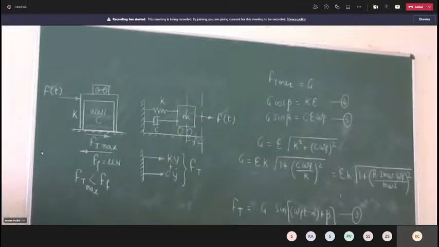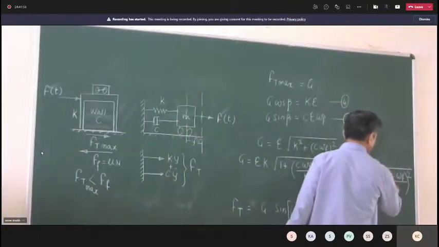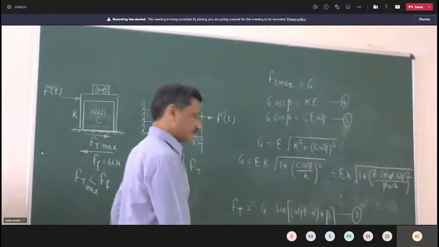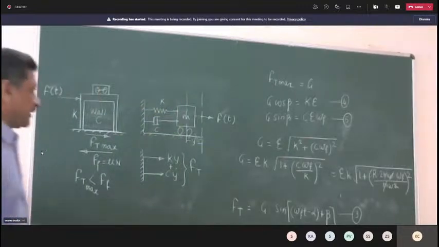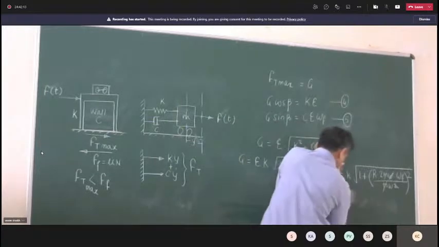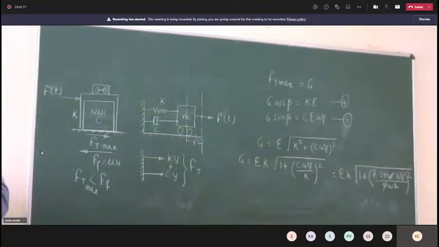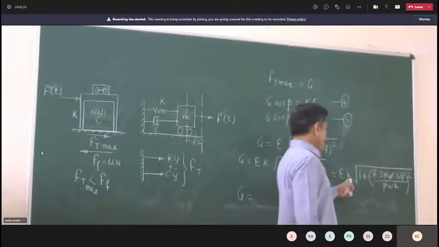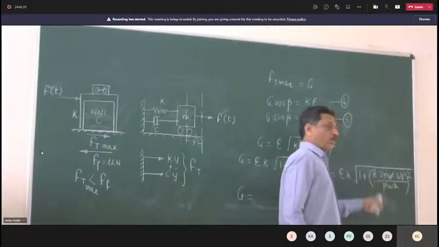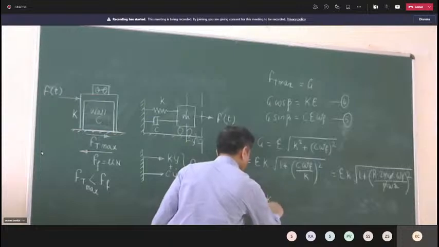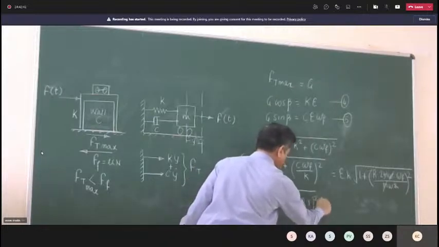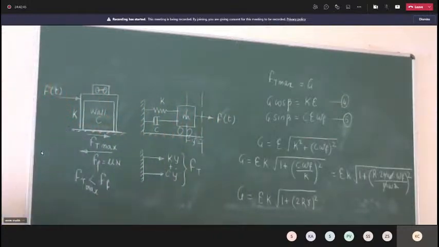Same substitutions are repeated. So this m will get cancelled. Omega and omega square will get cancelled. Omega upon omega is small r. Finally, we will get G is equal to E into K under root 1 plus 2 RR square. Right?